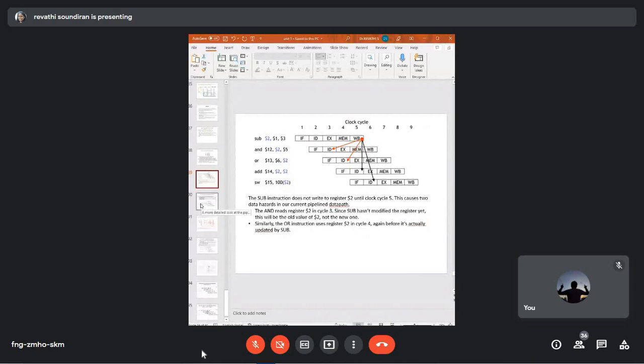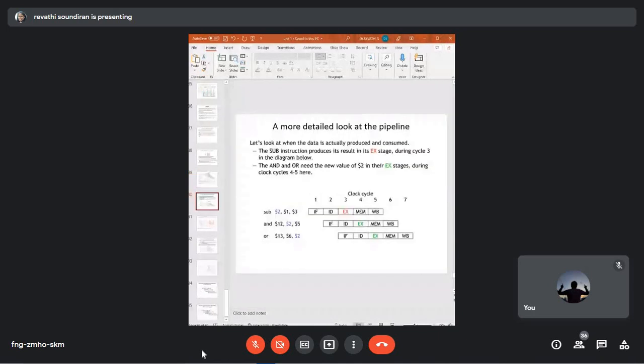We'll try to get into detail of how this pipelining architecture works, and how the data is being produced and consumed. The data flow is that the subtract instruction is going to produce the result during the third clock only. This is instruction fetch, this is decode. After the execution stage only, your ALU will give an output.